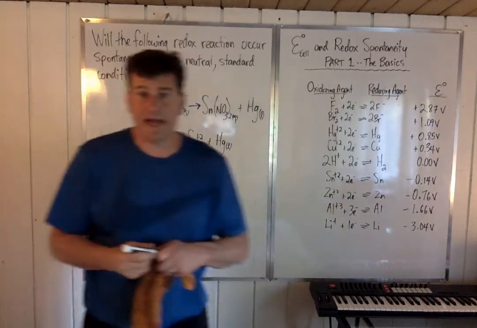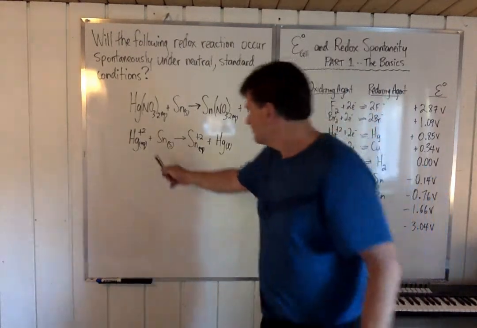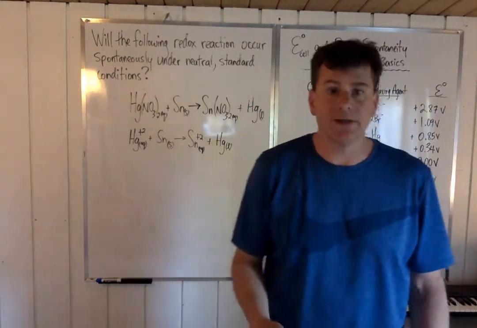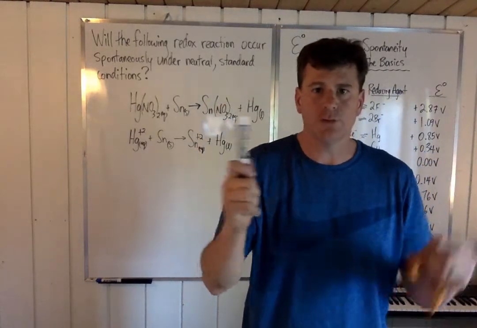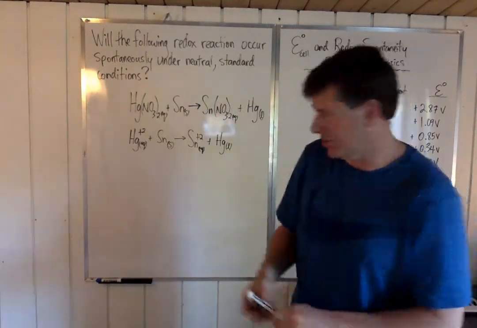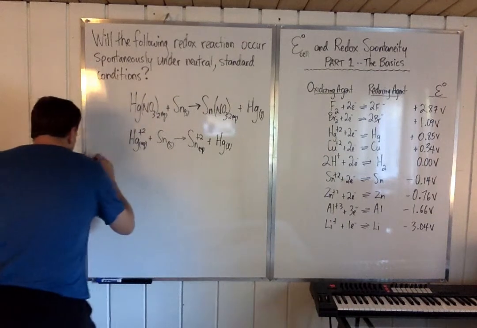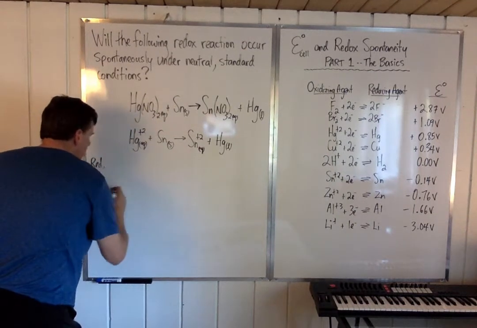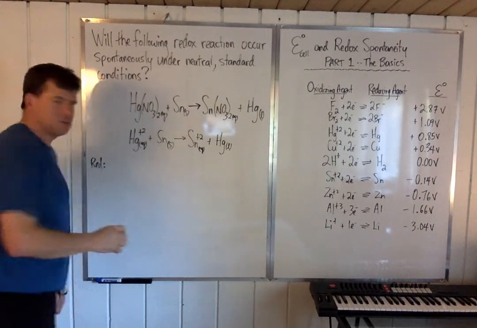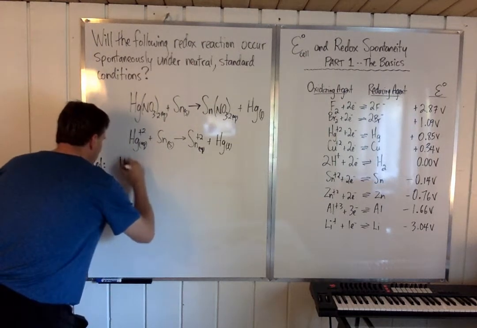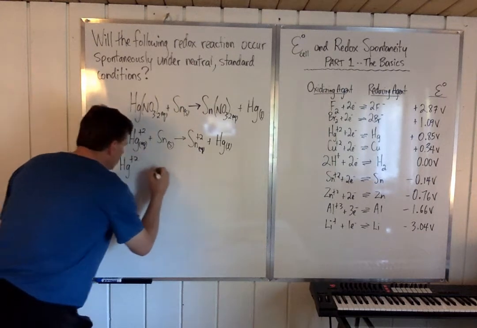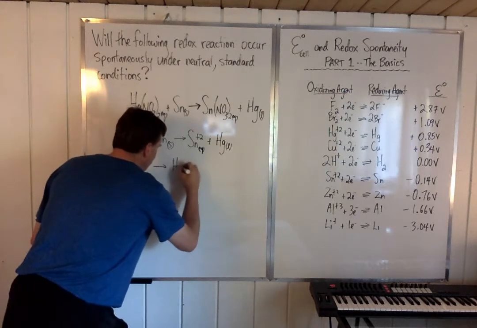Okay, so that's really what happened. Mercury ions turned into mercury. Is that a reduction or an oxidation? Well, it went from +2 oxidation number to 0. So that's a reduction. The reduction is Hg plus 2 going to Hg.